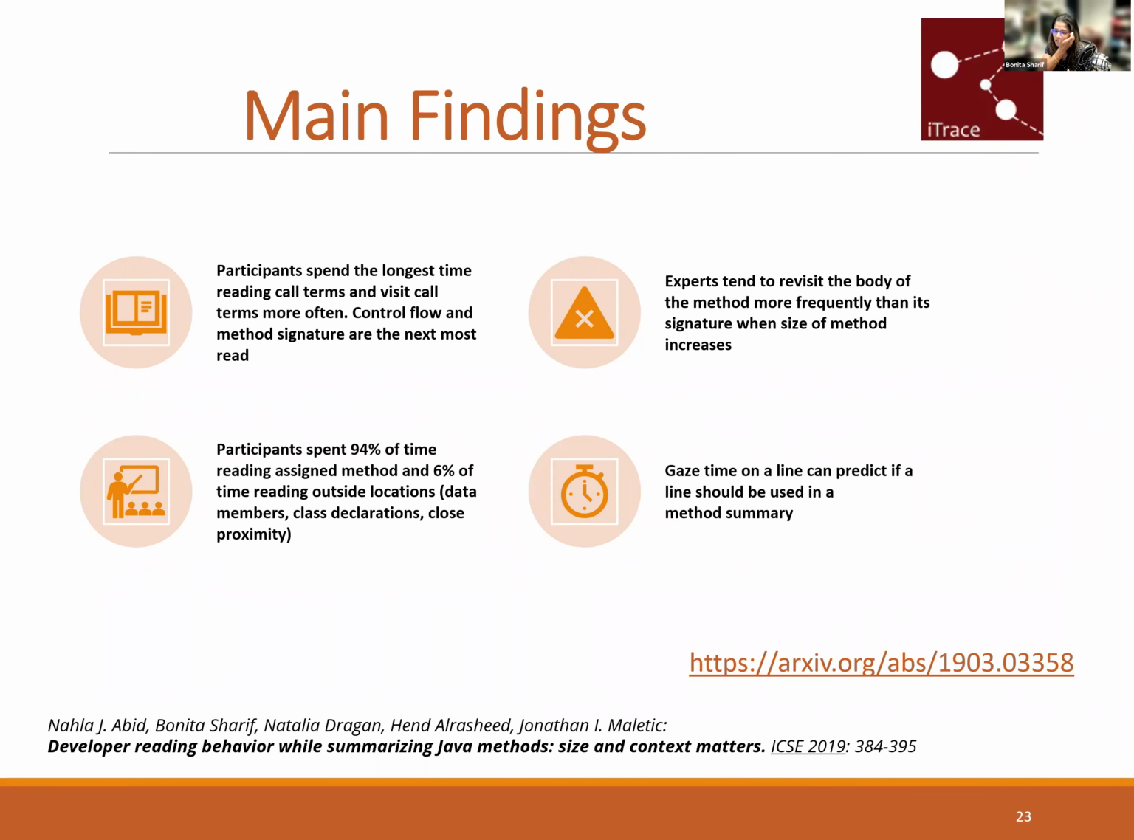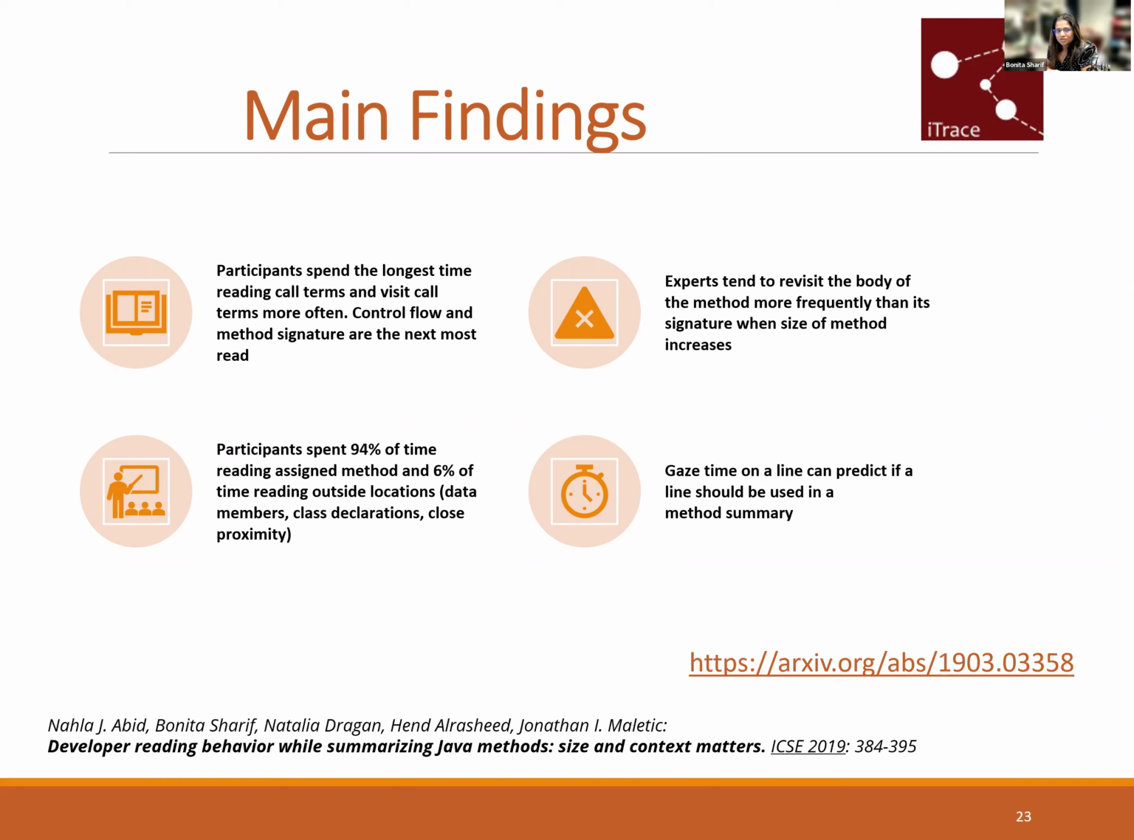Other findings, we also found that as the method body got longer, experts tended to revisit the body of the method more frequently than its signature. They also spend a lot of time reading call terms. They spent most of the time in the method they were asked to summarize, but then they also looked at class declarations, data members, and so on. So when given the whole context, this is why our paper talks about size and context matter, because given the context, people are going to look at those things.